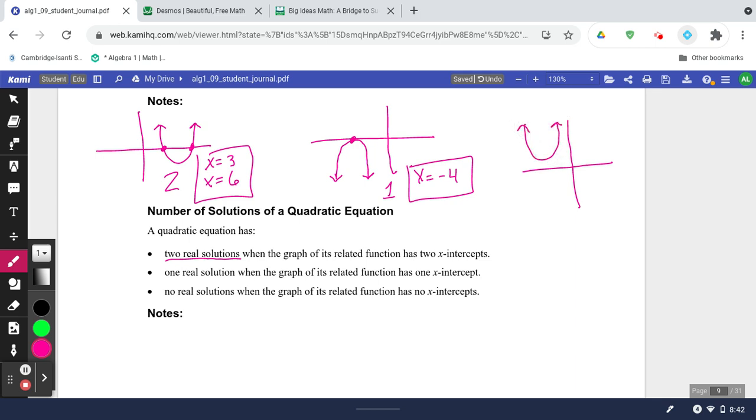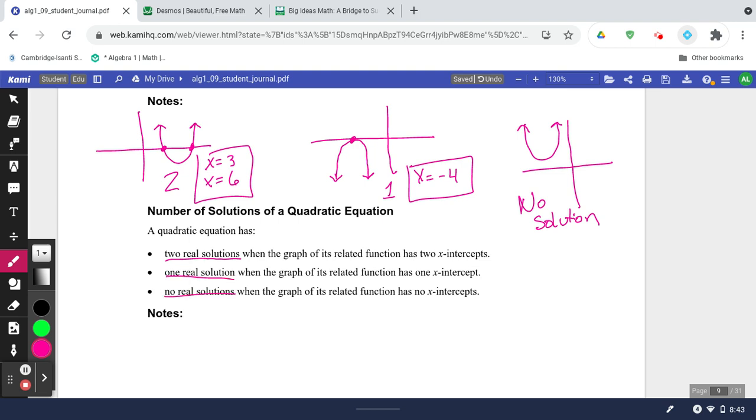Where it doesn't cross that x-axis at all. I don't have any x-intercepts. So in that case, this is just no solution, no real solutions to this problem. I say no real solutions because we have imaginary solutions, but we don't really get too far into imaginary numbers here. You'll get way more into imaginary numbers in Algebra 2. So these are our 3 options.